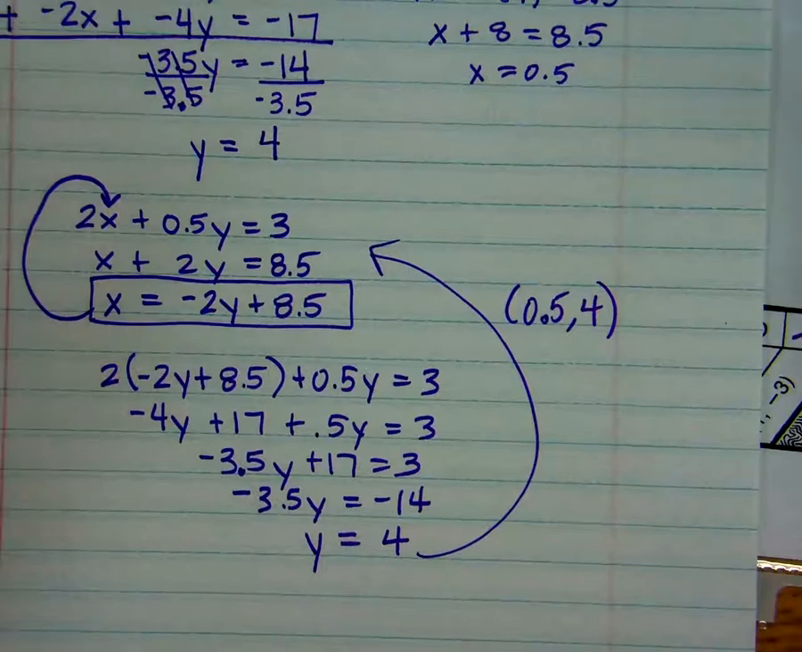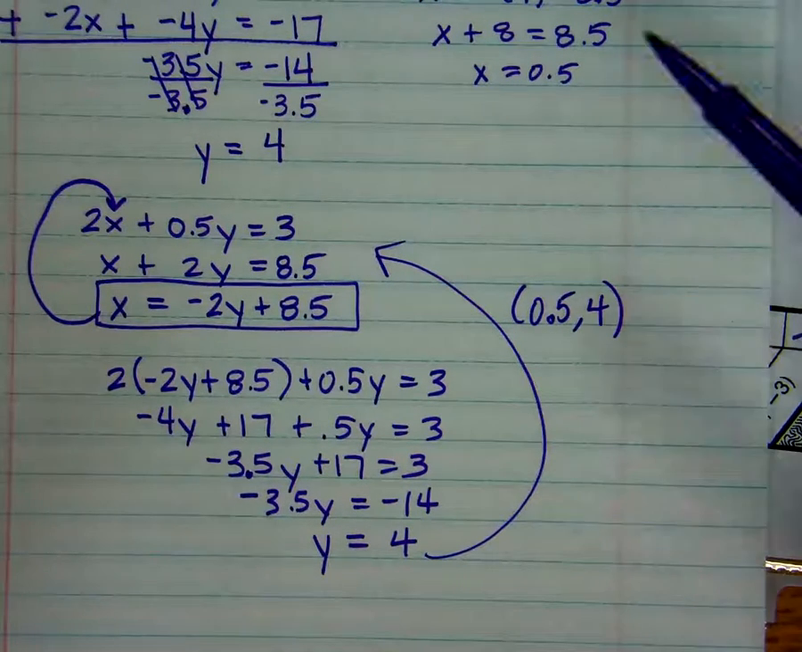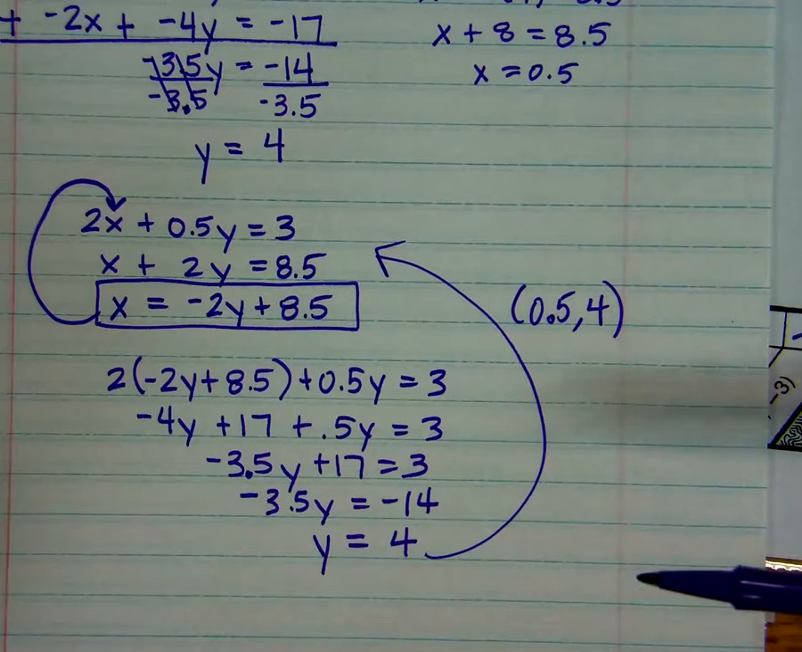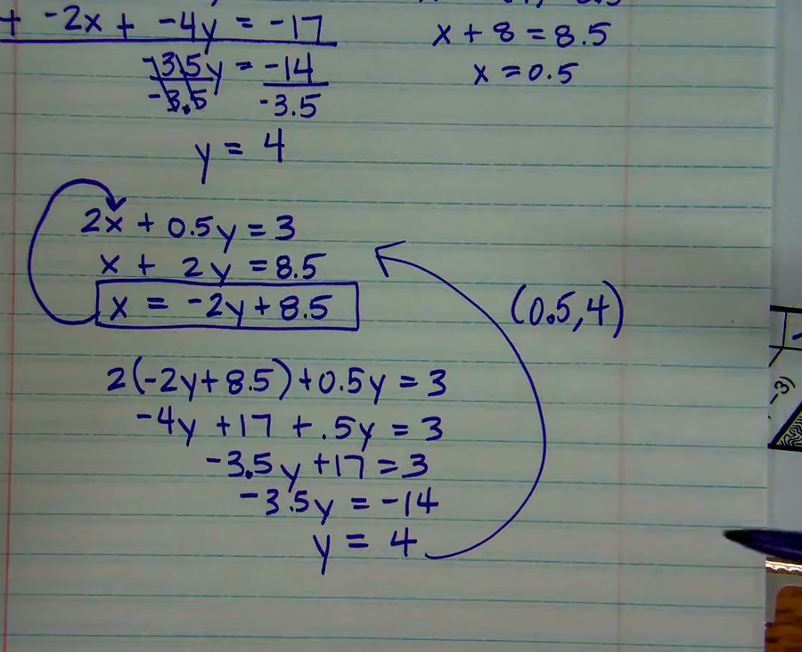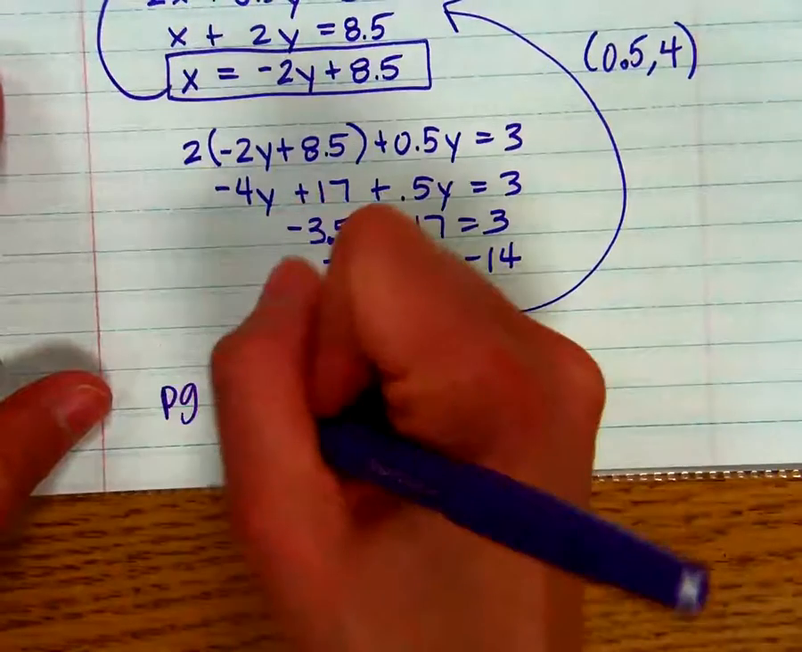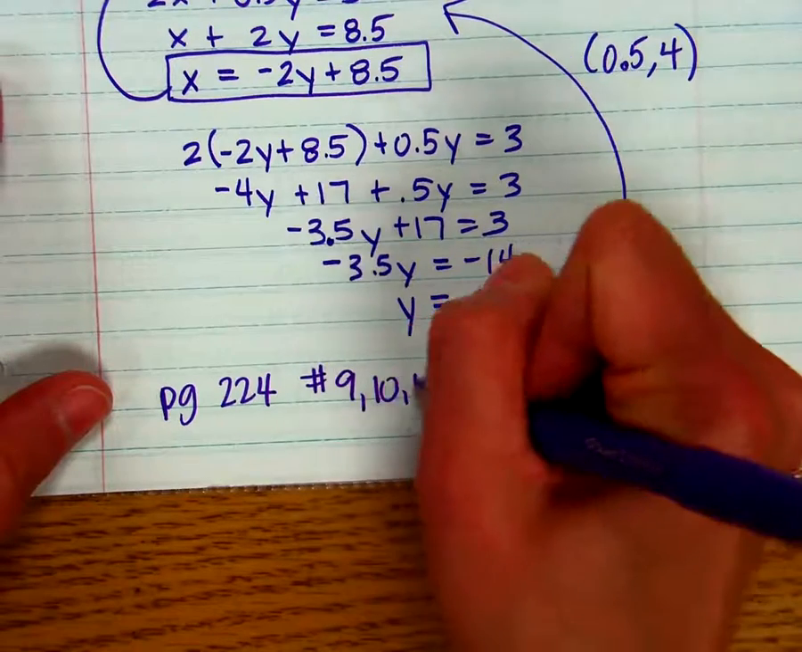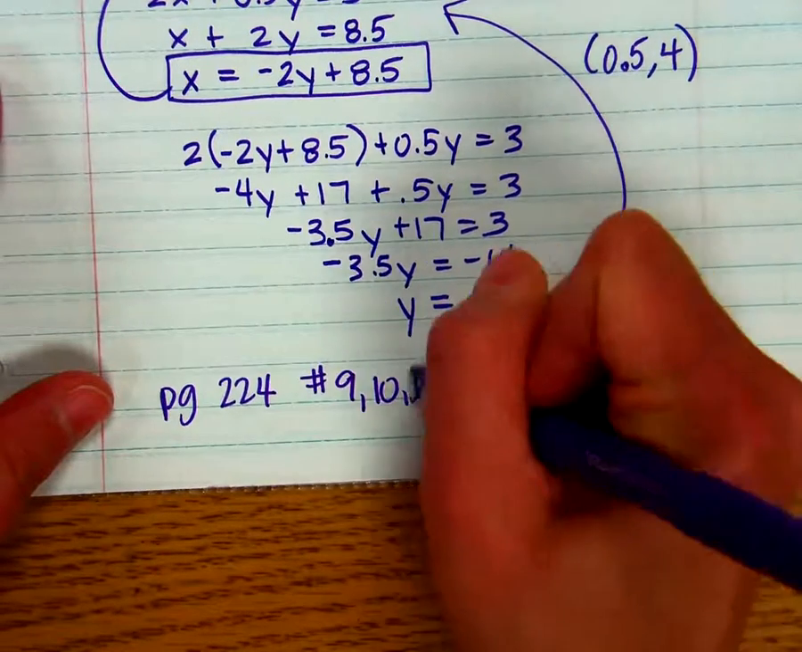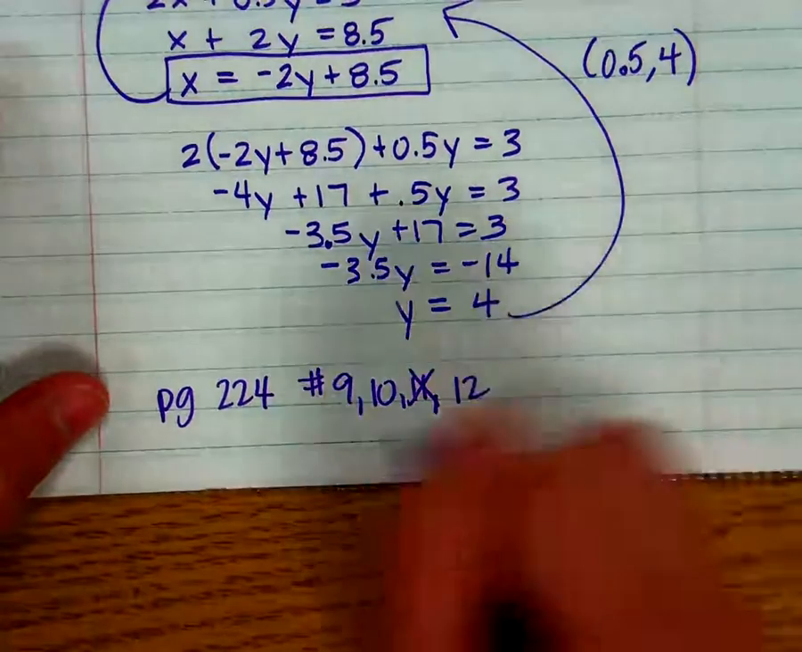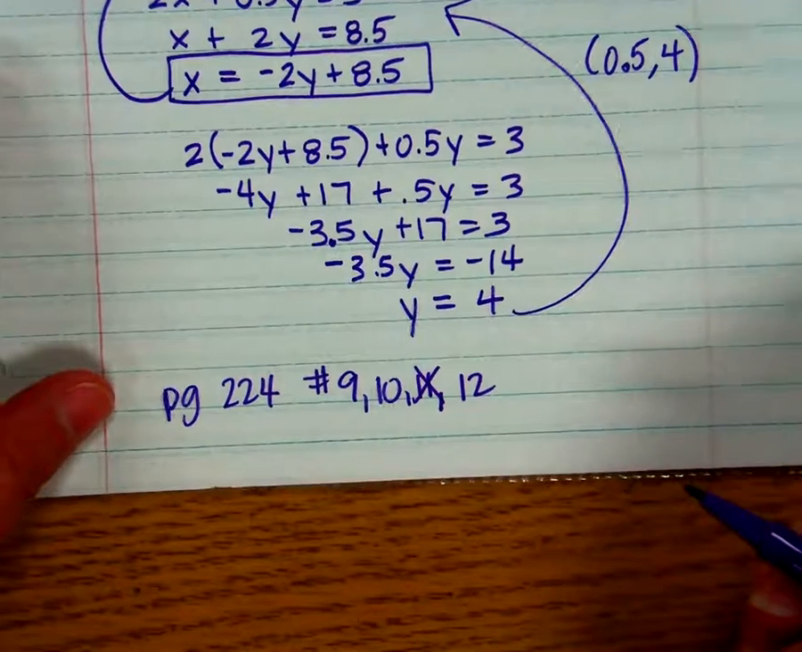So there is not necessarily a magic method. You have to pick one or the other, even when the directions tell you one or the other. Sometimes there is a more efficient way, and sometimes you're going to become more comfortable with one or the other. I do want you to practice using elimination on page 224. I want you to do numbers 9, 10, 11, and 12. Actually, we just did 11. So at least do elimination on those just to give yourself some good practice.